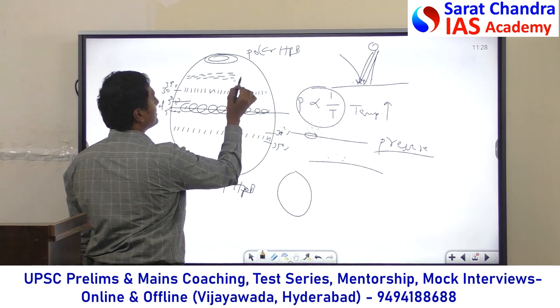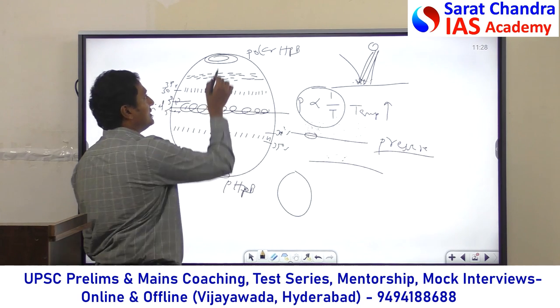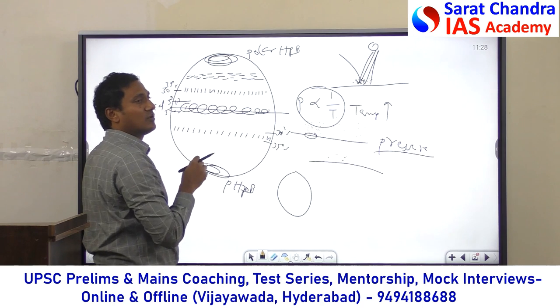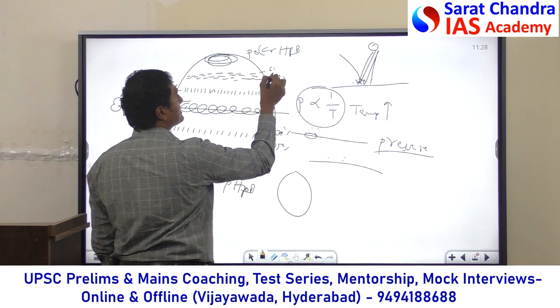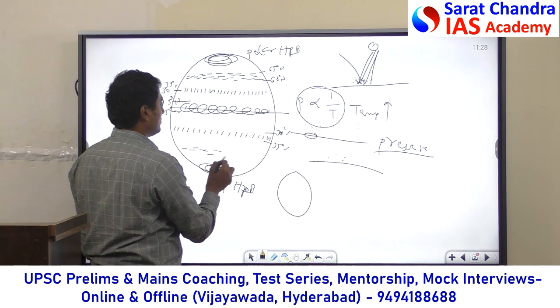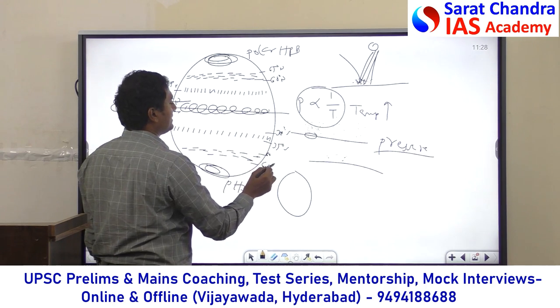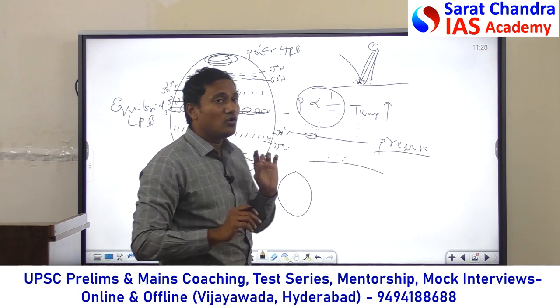Not only this one, even here also there is a belt. This is called subpolar. See, this is polar, no? Outside the polar is called subpolar. This is from 60 degrees north to 65 degrees north. In the south also, 60 degrees south to 65 degrees south. So these two are low pressure belts.